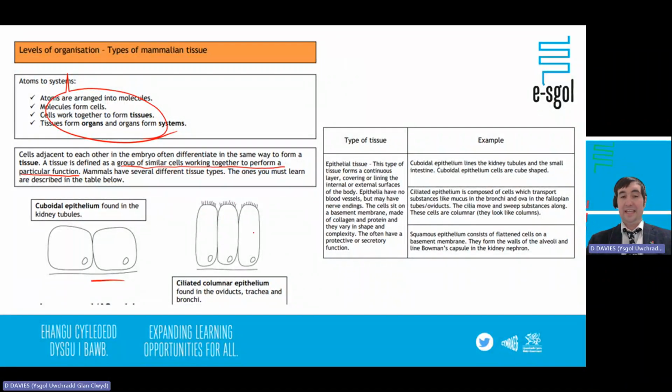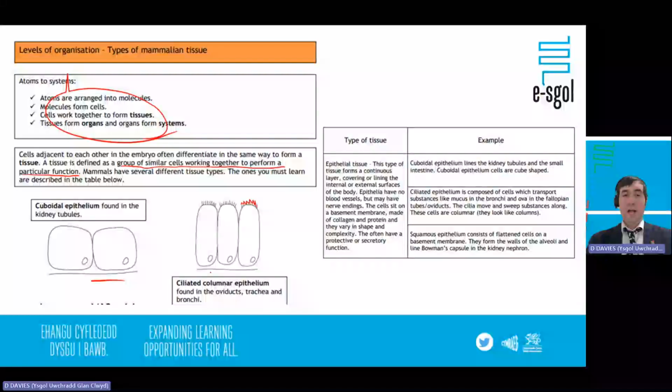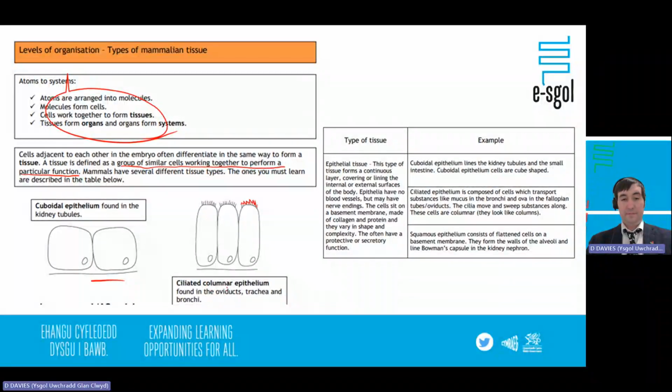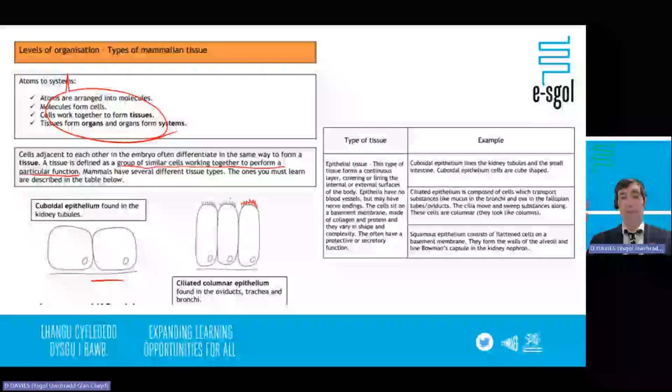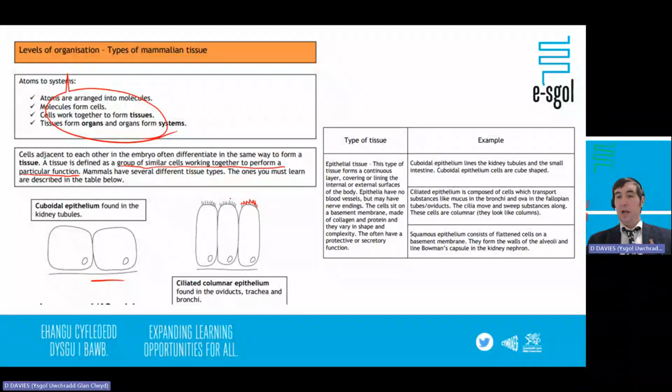There are ciliated epithelial cells, which have little hairs on top. I sometimes refer to these as Bart Simpson cells because they've got a Bart Simpson hairdo. Columnar means that they are columns. They're not cubes like these guys here. They're tall and thin with their Bart Simpson hairdo.